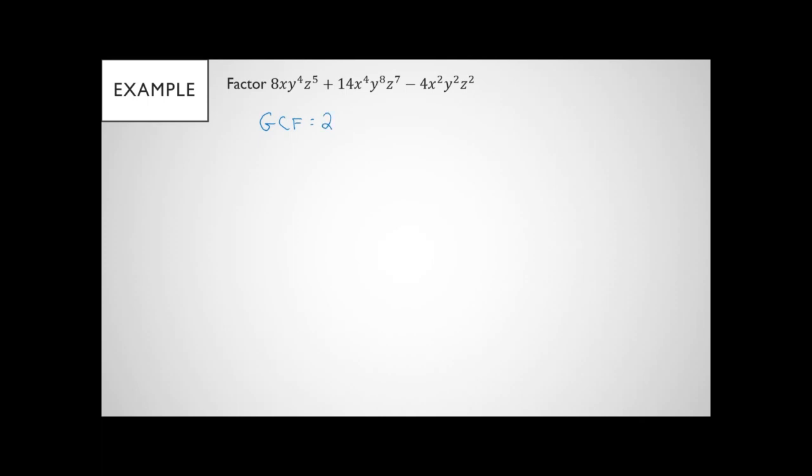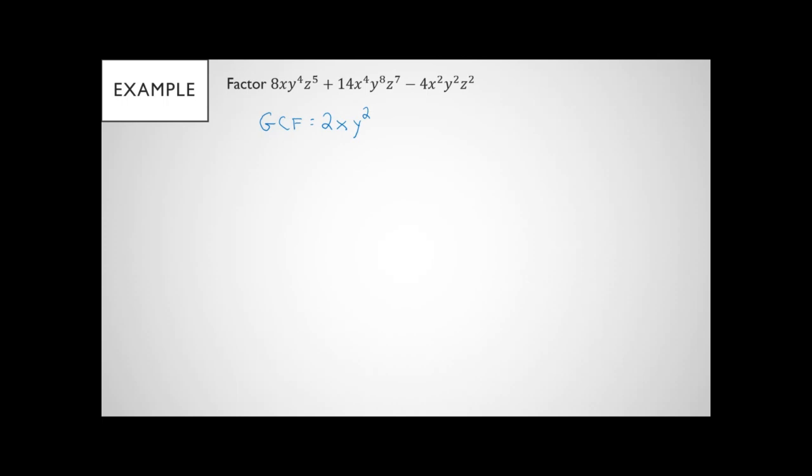And then we need to go letter by letter. So I have my x's. I have an x to the fourth, and an x squared. So everything contains an x. I can remove an x. Next is the y. So I have a y to the fourth, a y to the eighth, and a y squared. So when you have multiple exponents there, if everything has a y, you want the one with the smallest exponent that you can remove. So everything contains a y, and everything contains a y squared. That's the smallest exponent. So my greatest common factor is going to have a y squared.